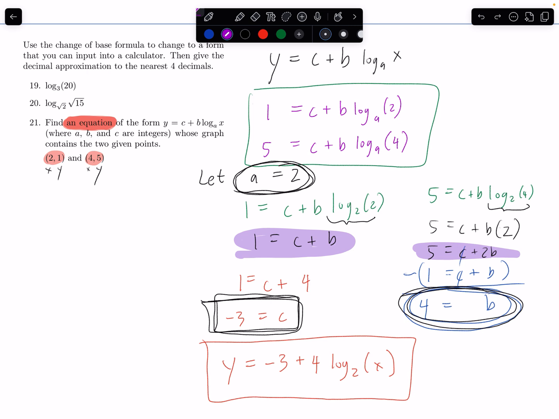In fact, here, let me just do one of those. Let's do 2, 1. This is just an extra check. But, you know, this will help us to catch mistakes that we made along the way. Right, so I'm going to replace this x with 2, and then replace this y with a 1. And if it's correct, it's going to make the equation true. 1 is equal to negative 3 plus 4 times log base 2 of 2, which is 1. 1 is equal to negative 3 plus 4, which is 1. Yes, checks out. Okay, that's it.